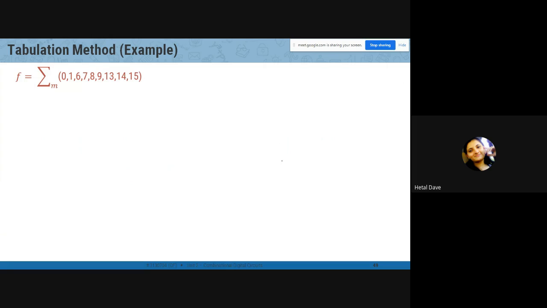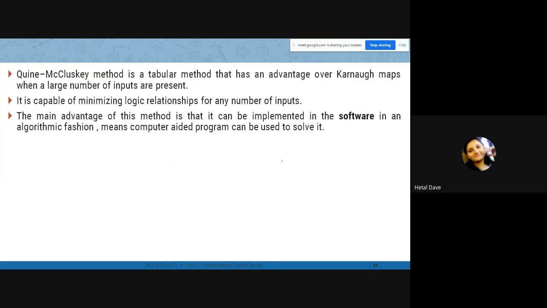So we will see, okay, and why tabulation method? What is the main advantage of tabulation method? It can be easily implemented by means of a computer program. Whatever method we are going to look at, it can be easily implemented by means of a computer program, while the Karnaugh map can't be easily programmed by means of any software. Okay, so you can be asked in 1 mark, a computer aided method.